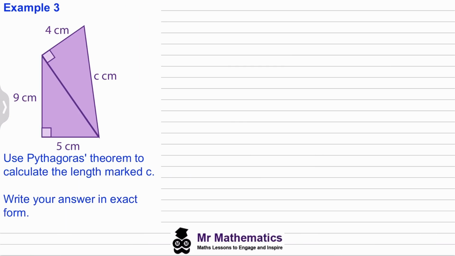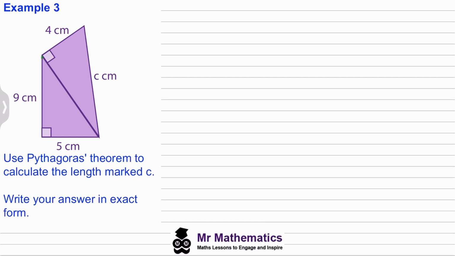So in this question, we've been given two right-angled triangles that are joined together. We've been asked to work out length C, giving our answer in exact form. So do you want to give this question a go?